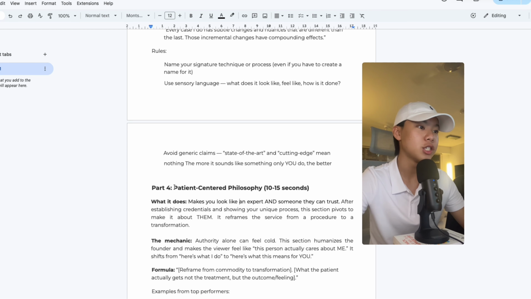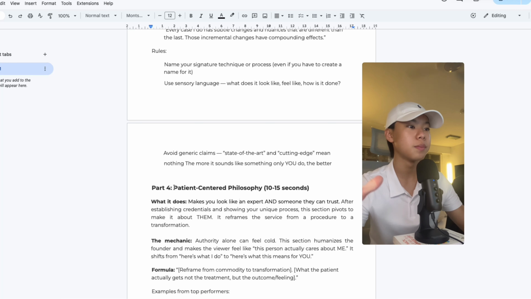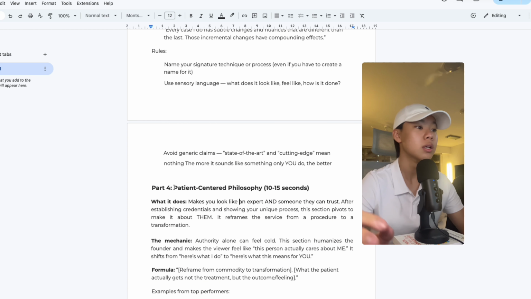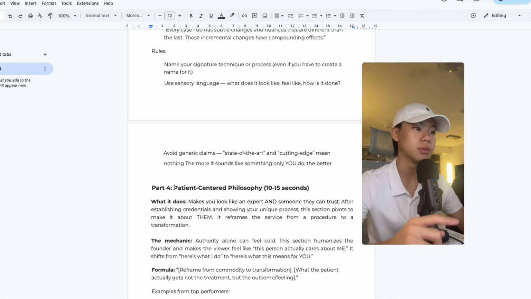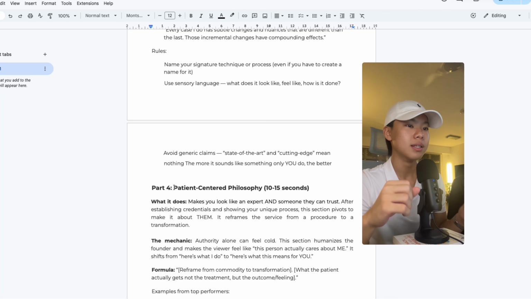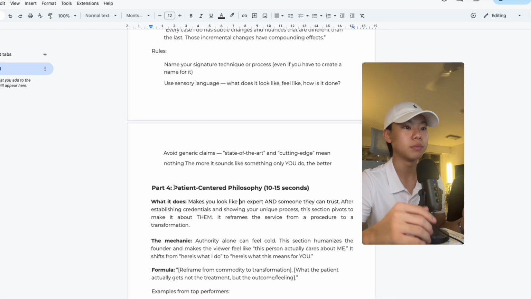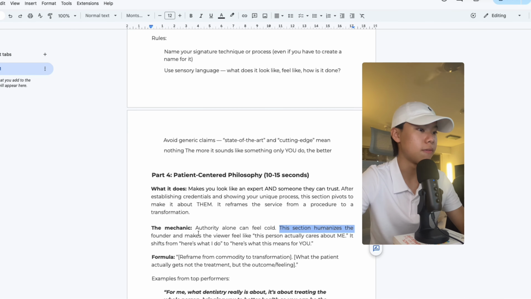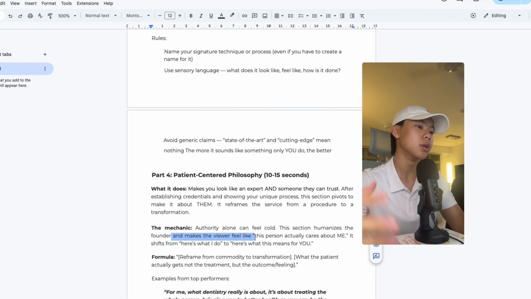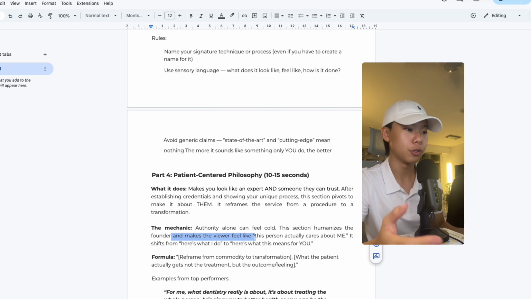Part 4, patient-centered philosophy. This is going to be 10 to 15 seconds as well. What it does is basically make you look like an expert and someone that your patient can trust. After establishing your credentials and showing your unique process, this section pivots to making it about them, the audience. It reframes the service from a procedure to a transformation. This section humanizes the founder and makes the viewer feel like this person actually cares about me. It can go from here's what I do to this is what it can mean for you.